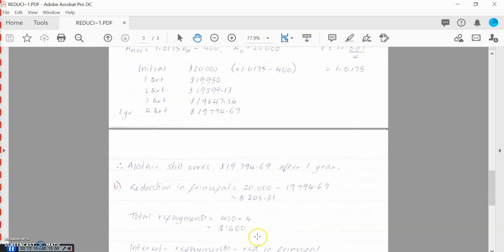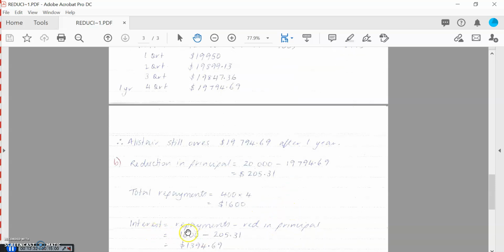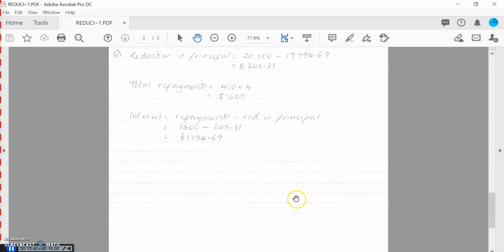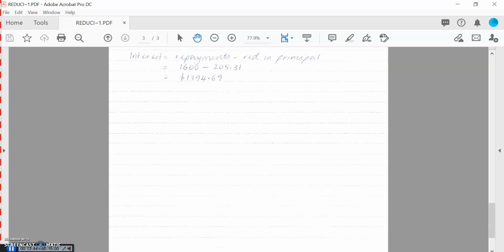When I look at his total repayments though, he paid 4 repayments of $400, so he's actually paid back $1,600, but only $205 has come off the balance of his loan. The rest of that repayment is the interest charge. So the interest is the repayments minus the reduction in the principal, the $1,600 minus the $205.31 gives us the amount of interest that he has had to pay.